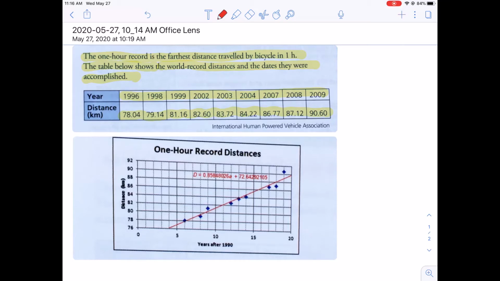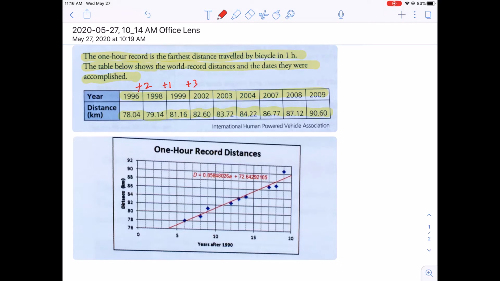Now, if you look at the difference between 1996 and 1998, it's a difference of 2 years, plus 2. And if you look at the difference between 1998 and 1999, it's a difference of just 1 year. And then from 1999 to 2002, we have a difference of plus 3 years.